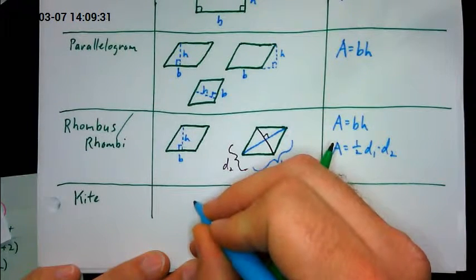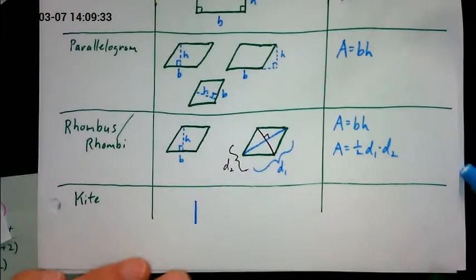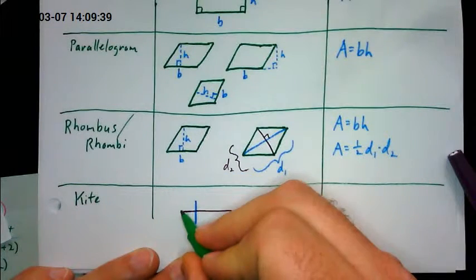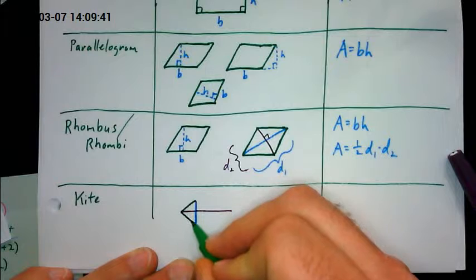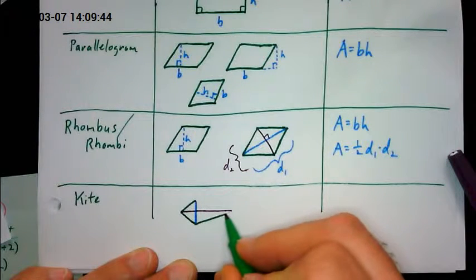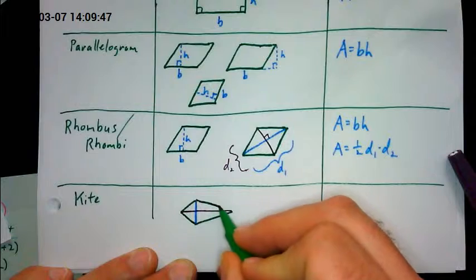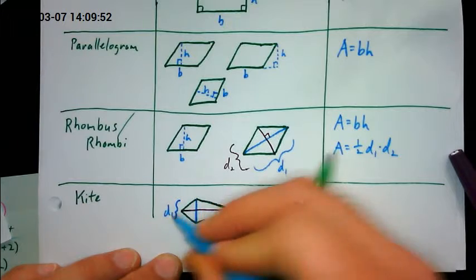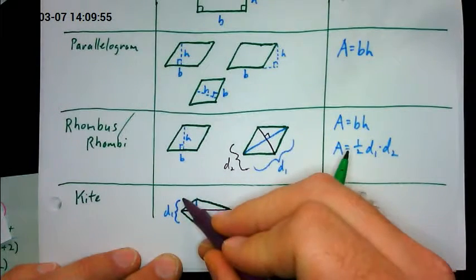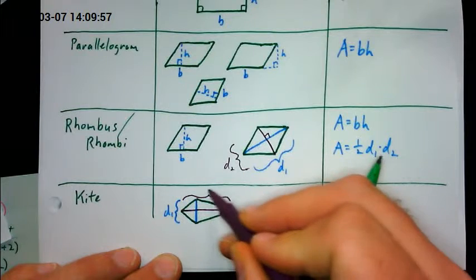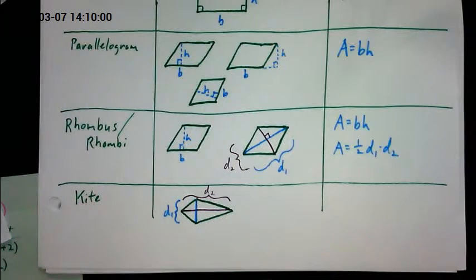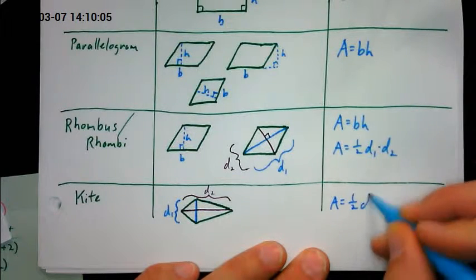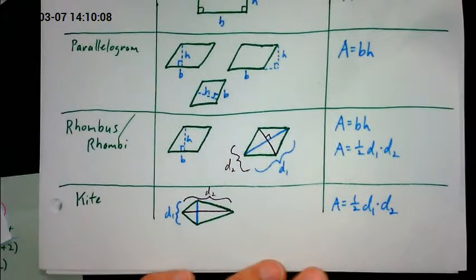Now again, when I draw my kite, I prefer drawing the diagonals first to help me line it up. So again, we have diagonal 1. It doesn't matter which one you call diagonal 1 or diagonal 2, but again, there are two diagonals. So D1, D2. And it's the same formula that we had before: area equals 1/2 diagonal 1 times diagonal 2.